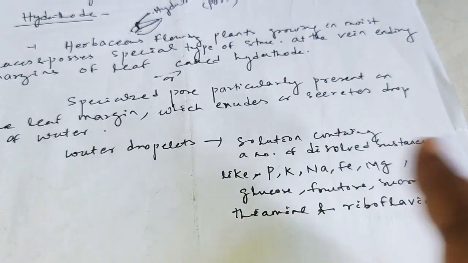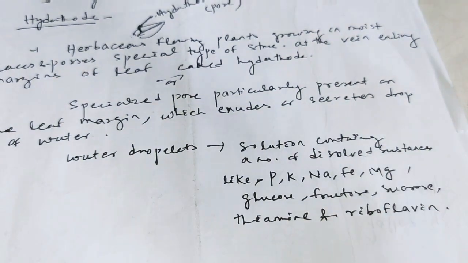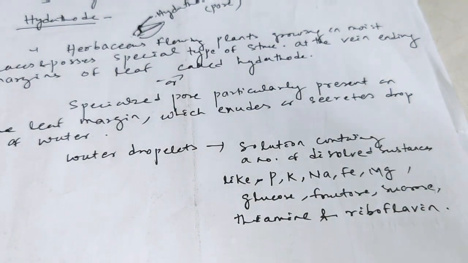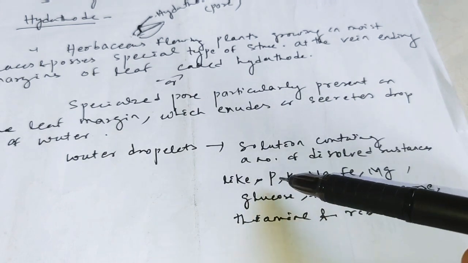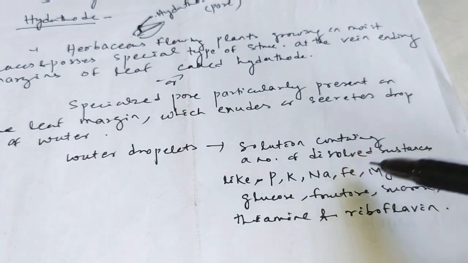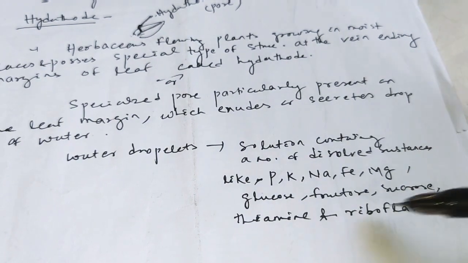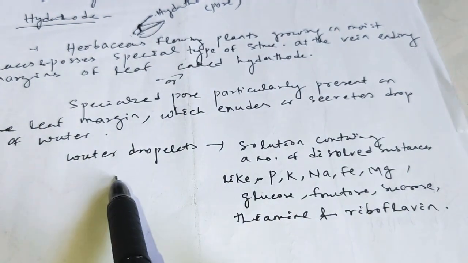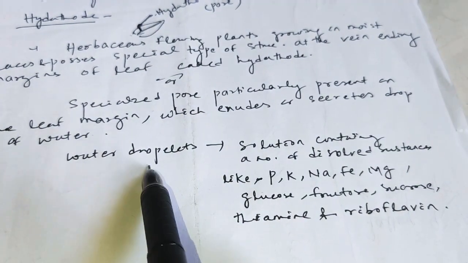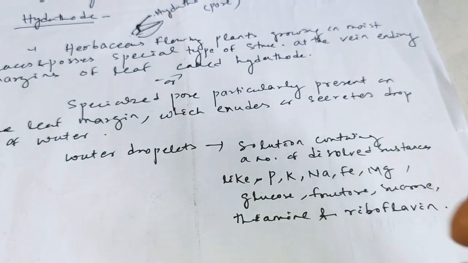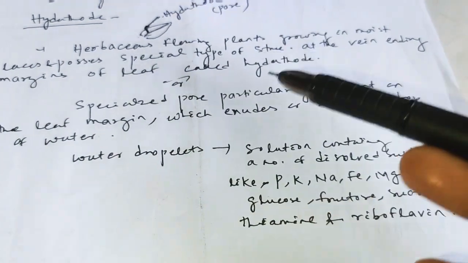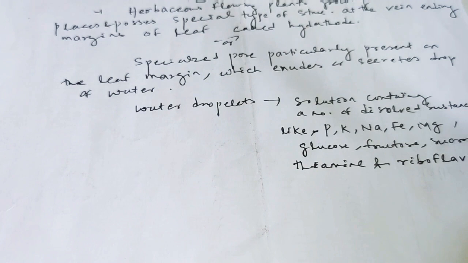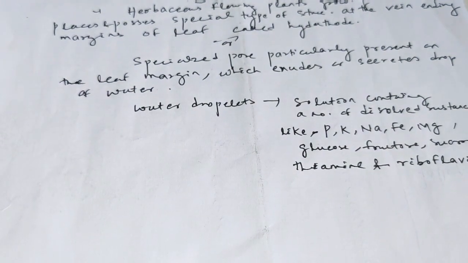These water droplets are not normal or pure water. They contain some dissolved substances, both organic and inorganic: phosphorus, potassium, sodium, iron, magnesium, then glucose, fructose, sucrose, thiamine, and riboflavin. These are the substances present in the droplets released in the guttation process. Clear up to this?